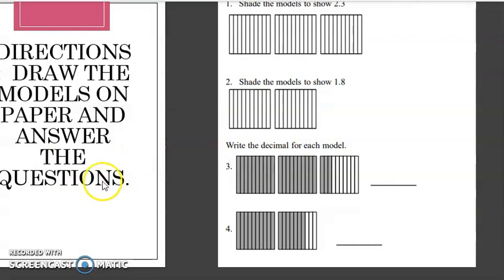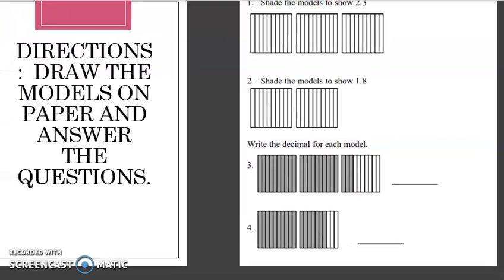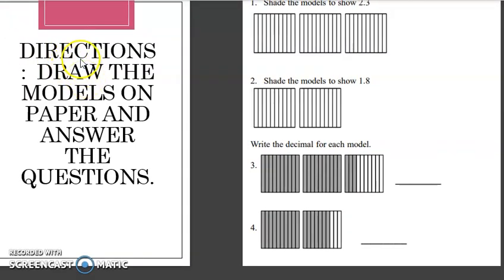All right, so the next thing you're going to work on, here's your directions. Draw the models on paper and answer the questions. Yes, you're drawing the models. Boys and girls, you remember in class, the first thing we do when we learn something new is we always draw models. Are we going to be drawing models forever? No. But for right now, I need you to draw models.